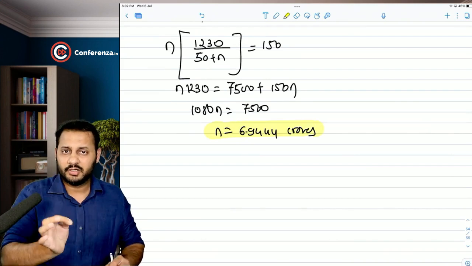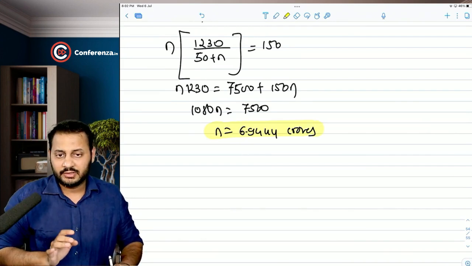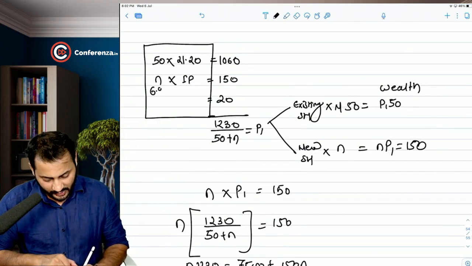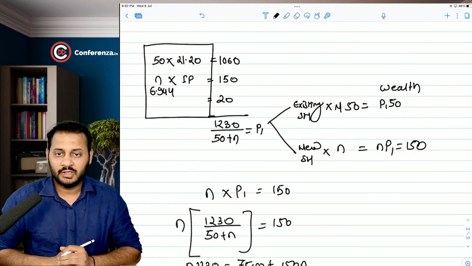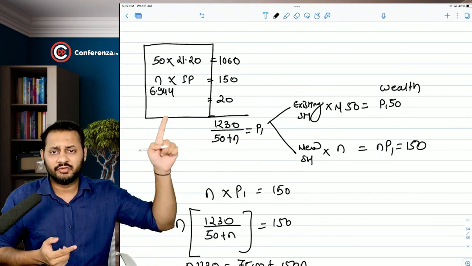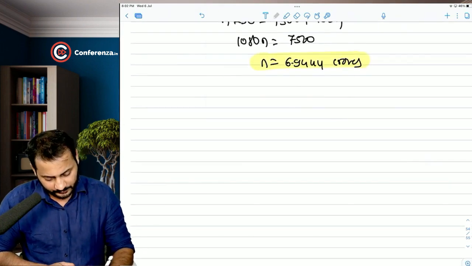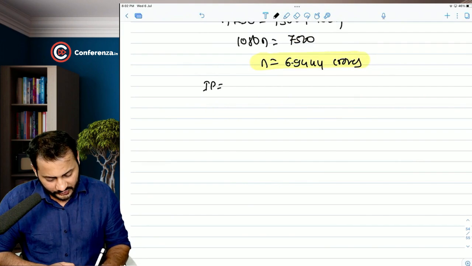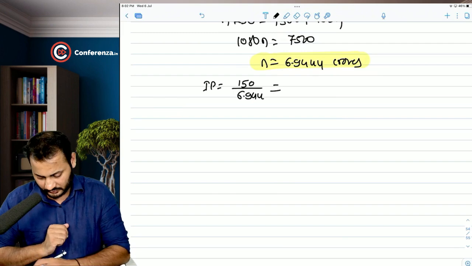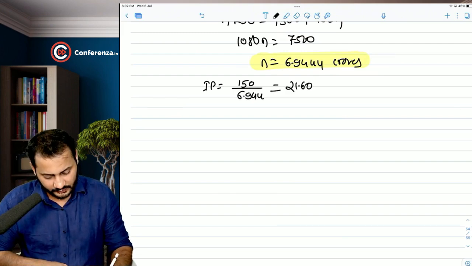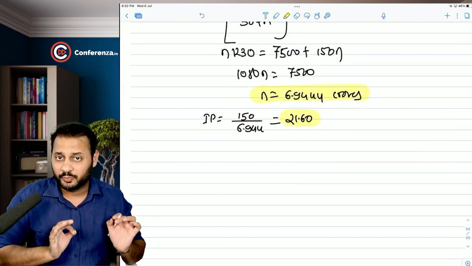First part is solved: I will have to issue 6.9444 crore shares. And at what price? It's very simple. The issue price will be calculated as 150 divided by 6.944, which is 21.60. Simple. So this is going to be the issue price.